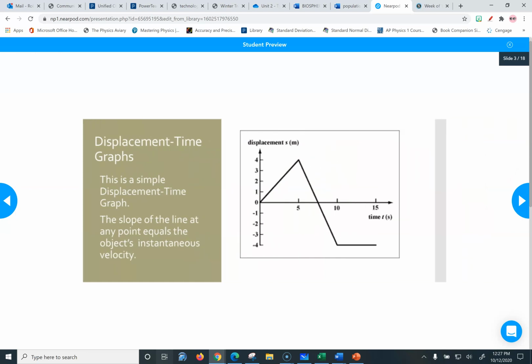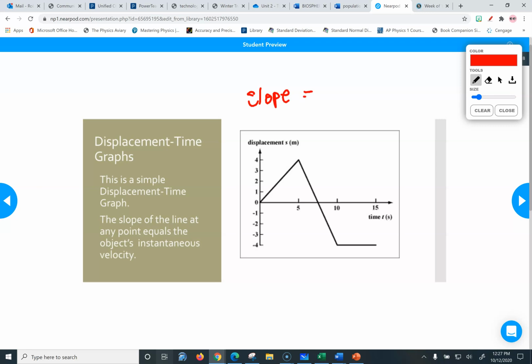So remember that for an xt graph, displacement versus time, the slope is equal to the velocity because that's your change in displacement over change in time. So that is our basic velocity definition.